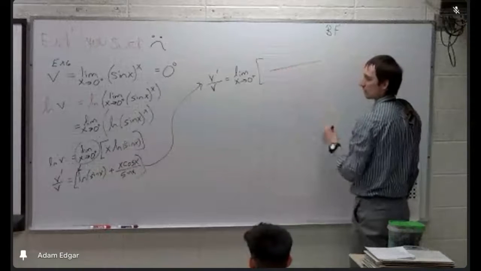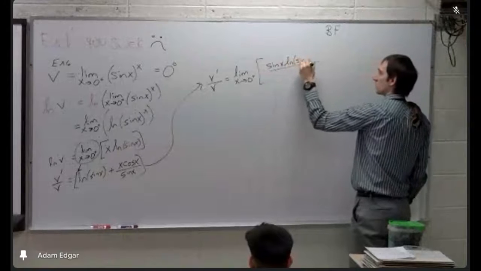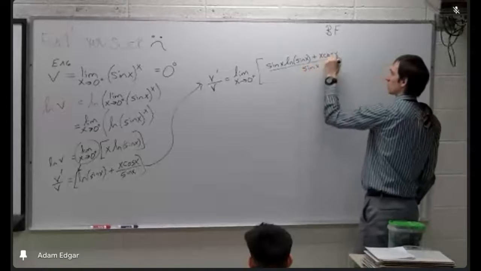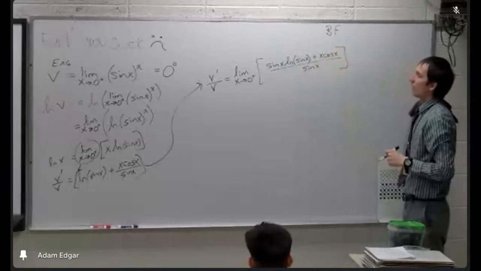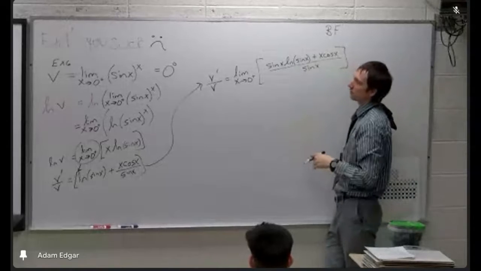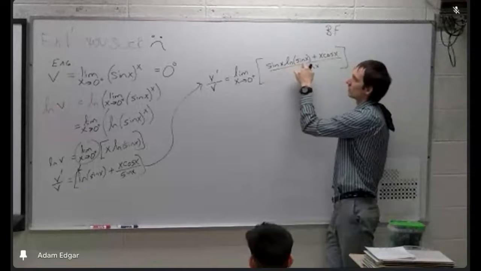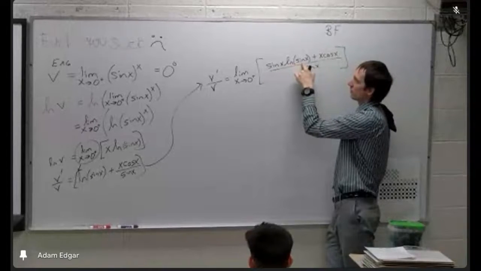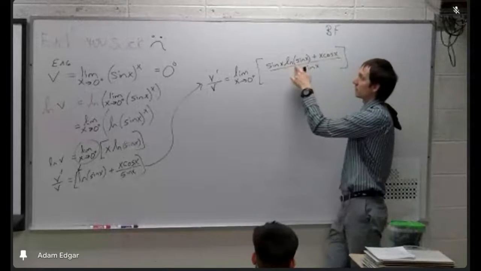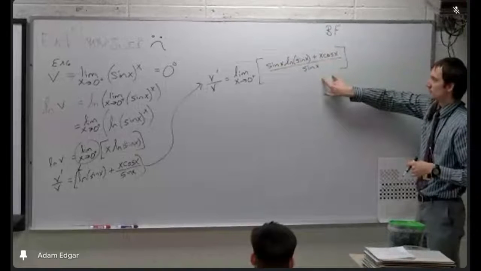ln of sine x times sine x, so it's sine x ln of sine x plus x cosine x, all over sine x. Now, if we try to take this limit, sine of 0 is 0. What's the natural log of 0? It's going to be negative infinity. So we have 0 times negative infinity plus 0 over 0.